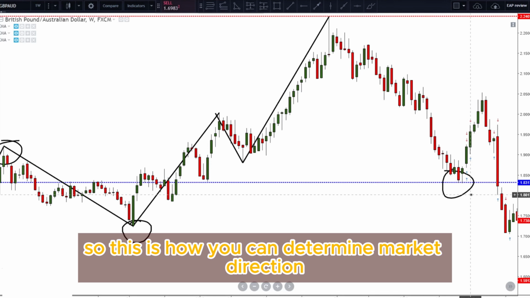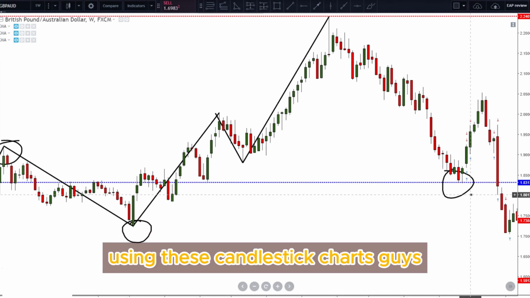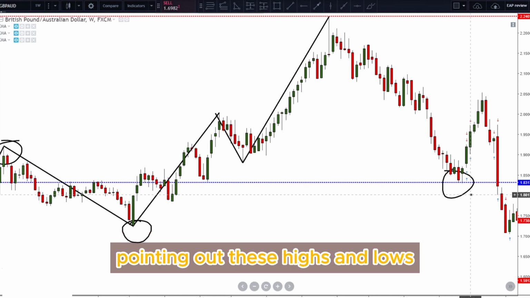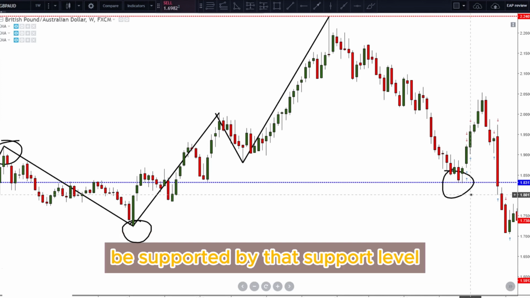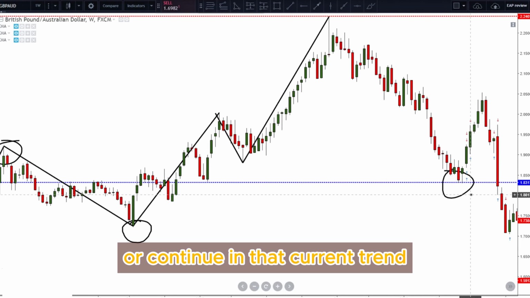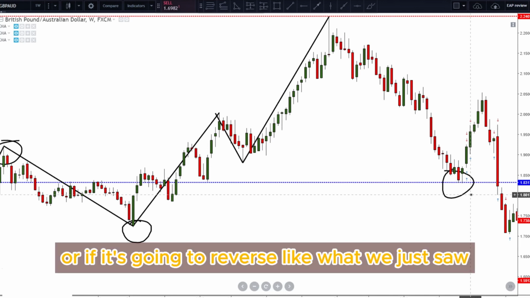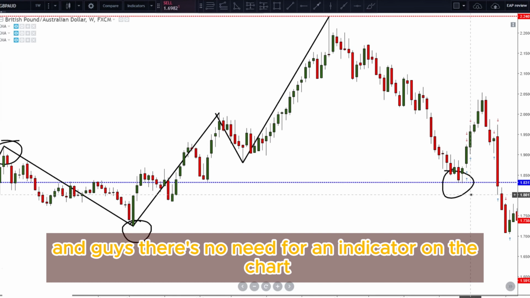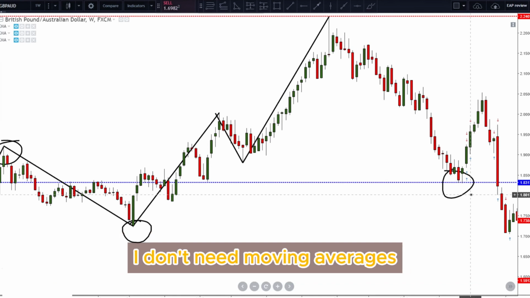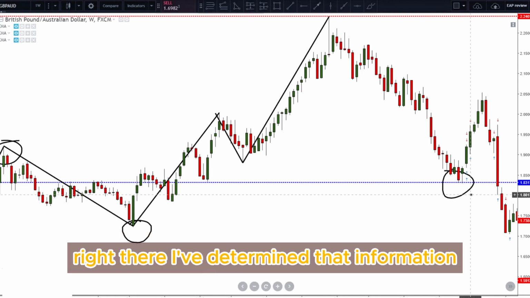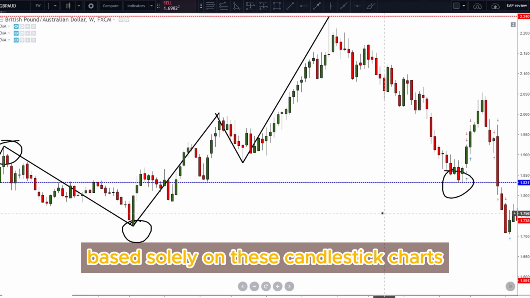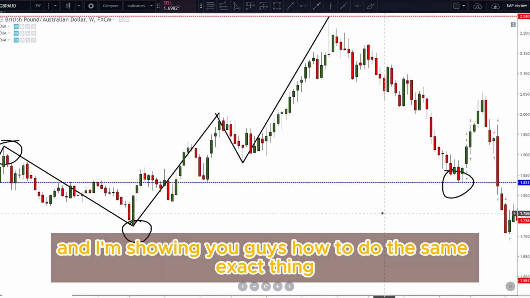So this is how you can determine market direction using these candlestick charts, guys, pointing out these highs and lows and waiting for the market to tell you whether or not it's going to be supported by that support level or continue in that current trend, or if it's going to reverse like what we just saw. And guys, there's no need for an indicator on the chart for me to know this information. I don't need moving averages. I don't need an RSI indicator to tell me that this market wanted to reverse right there. I've determined that information based solely on these candlestick charts. And I'm showing you guys how to do the same exact thing.